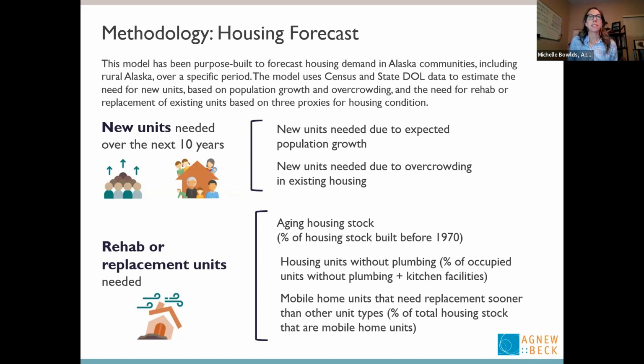The rehab and replacement is specific to each community that we look at and is a combination of housing characteristics that we look at, including the age of housing, also housing units without complete plumbing and kitchen facilities, and then also mobile home units. And we combine those factors to come up with a replacement rate that is specific to each community.